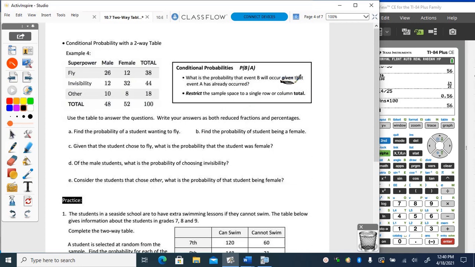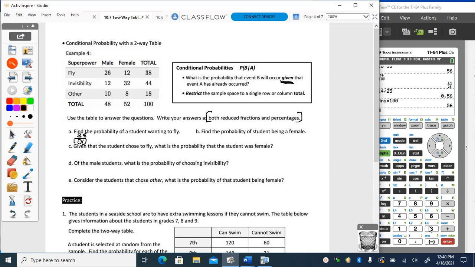So let's take a look at this. It says use the table, answer all the questions, write your answers as both reduced fractions and percentages. So let's start with A. A says find the probability of a student wanting to fly. How many students wanted to fly? 38, and then what was the total of students? 100. So we have 38 over 100.